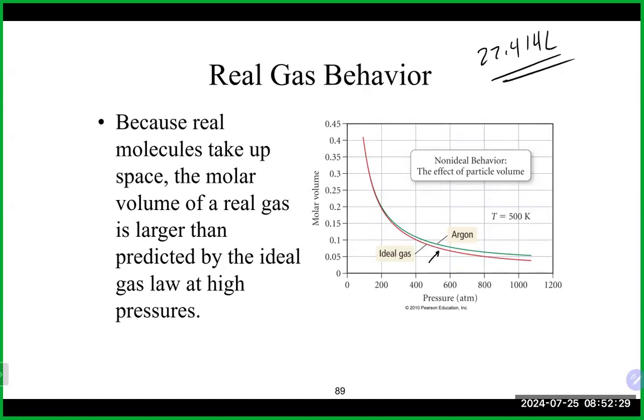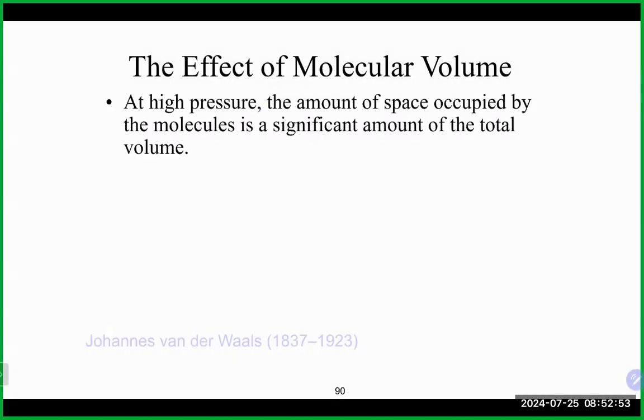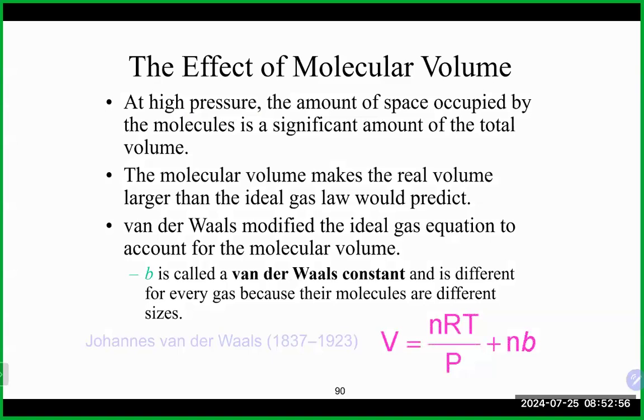The molar volume of a gas. And what we see here is it starts to vary and become larger as this green line is higher up. So it has a larger molar volume than it does under ideal conditions. And again, at these high pressures, we have an overall smaller volume, making the volume of the gas much more important. The effect of that is at higher pressures, the amount of space occupied by the molecules is going to be significant to the total volume. And the molar volume will actually be larger than predicted by the ideal gas law.